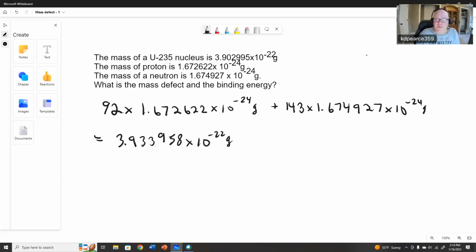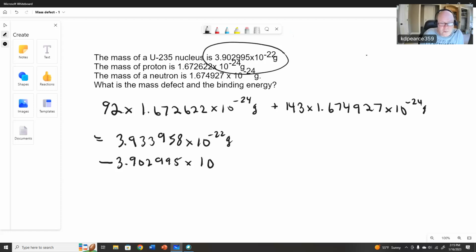This is our expected value for the mass of the nucleus, but we do an experiment and we find out that the actual mass of the nucleus is right over here. And so we have to subtract that off, 3.902995. The reason why we go out 5 or 6 decimals is simply because the mass defect numbers are actually pretty small compared to the relative size of the atom. And that's times 10 to the minus 22 grams as well.